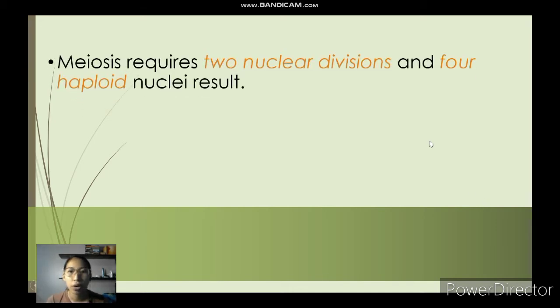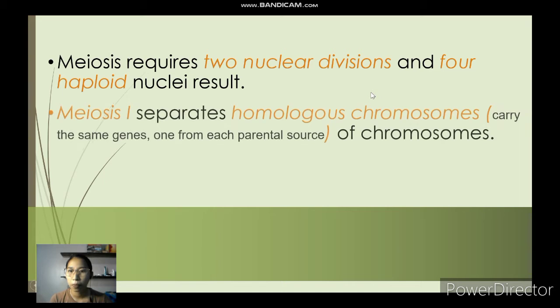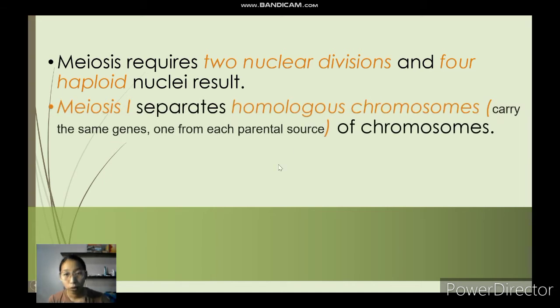Furthermore, meiosis requires 2 nuclear divisions and 4 haploid nuclei result. So we have 2 divisions: meiosis I and meiosis II. At the end of meiosis, we have 4 daughter cells with n count, or half of the normal count, which is 2n, and that is what we call the haploid count.